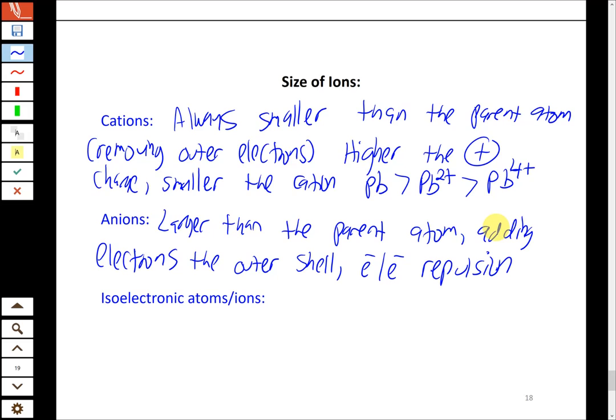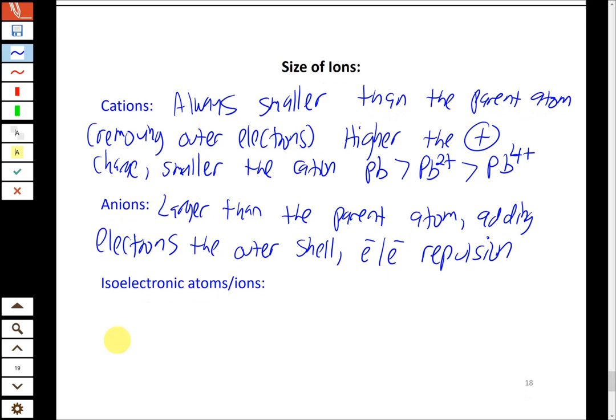Yes? Yes, so that relates to ionization energy we talked about earlier. So the smaller atoms, it's harder to remove the electrons, although once you do, the radius still shrinks. That's always going to be true, but that would be the case for ionization energy.